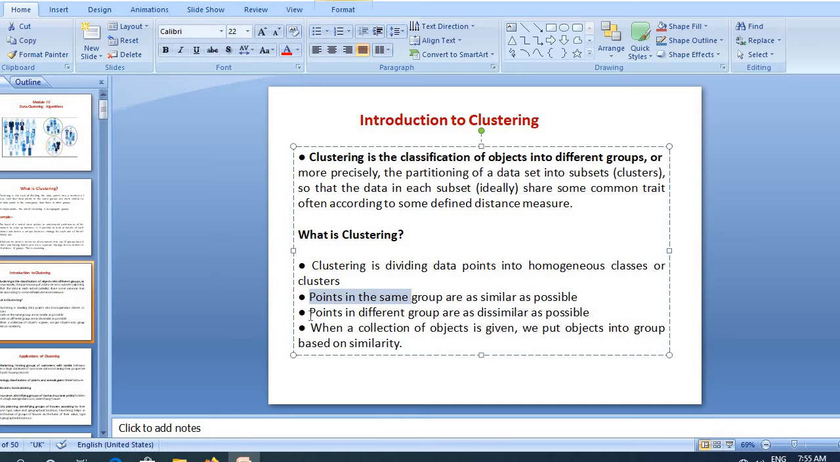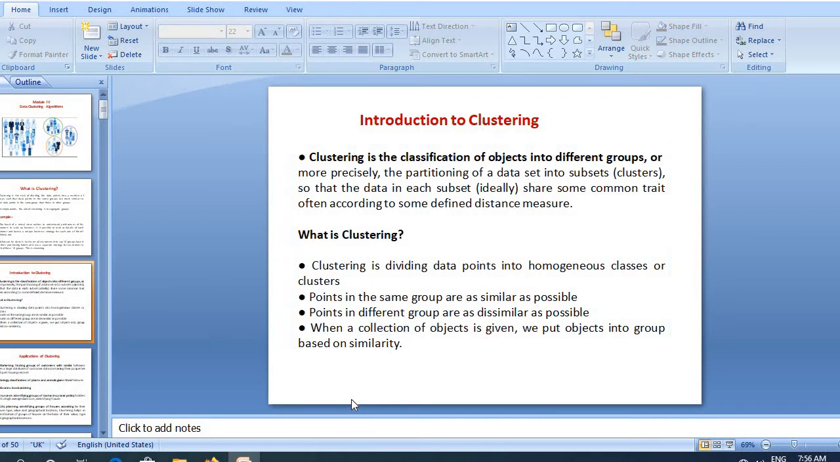Now, what is the third important point regarding clustering? The points in different groups are as dissimilar as possible. Now, what is the fourth point? When we are given a collection of objects, we put the objects into different clusters or groups based on similarity. Now we have understood what basically is clustering.